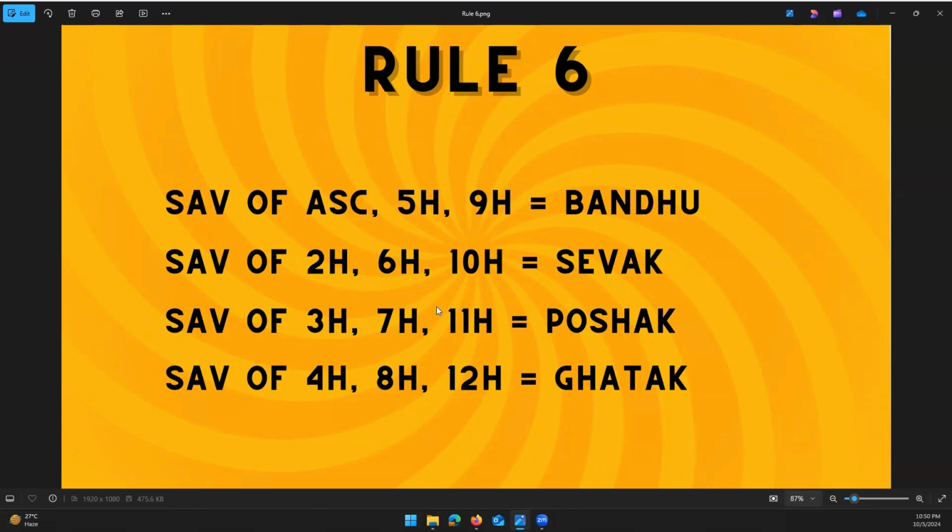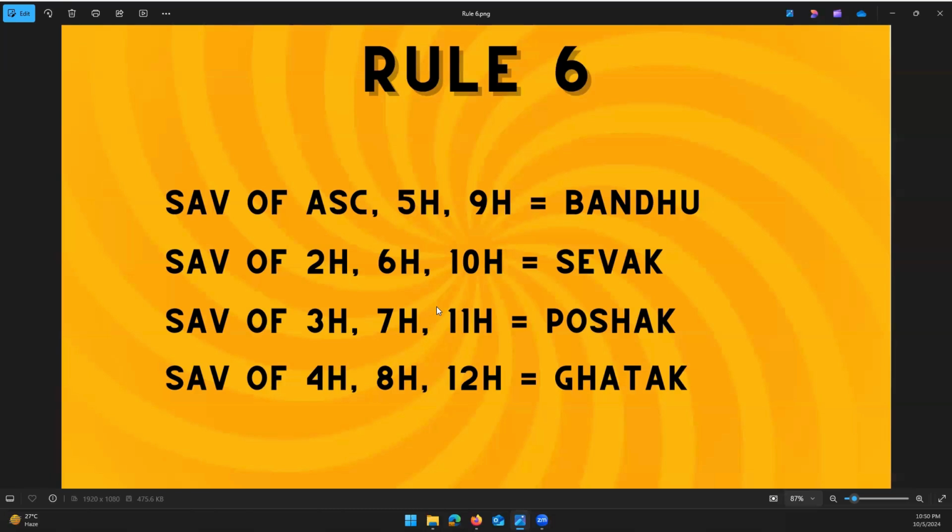Then SAV of second house, 6th house, and 10th house is your Sevak. 6th house, we always know that 6th house is related to maids or the people who are working under you. So that is why the concept of Sevak is coming in the Earth Trikon. And then in the Kam Trikon, we have Poshak, the people who will nourish you, people who will help you. And then the 4th is your Moksha Trikon houses, which is Ghatak.